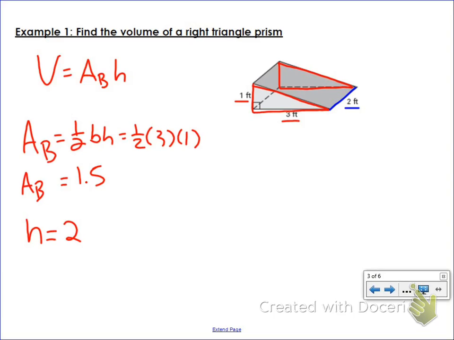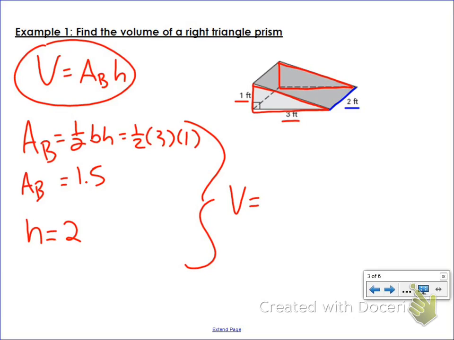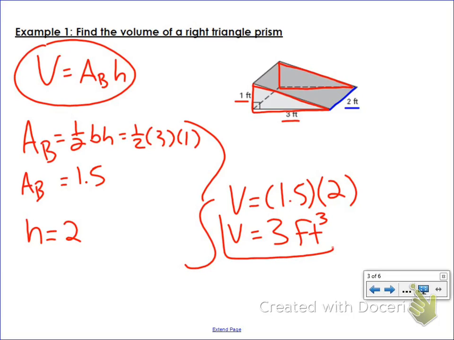And then we're going to take them and plug them into my formula. So volume is going to equal area of the base, which is 1.5, times the height of the prism, which is going to be 2. 2 times 1.5 is going to be 3. And since we're talking about volume, this is going to be in 3 feet cubed. So this is going to be my answer. Volume is measured in cubic units. So that's why we're doing 3 feet cubed for this one.